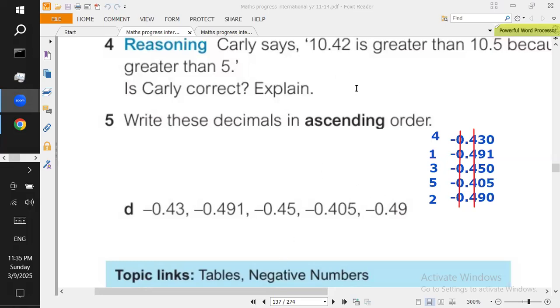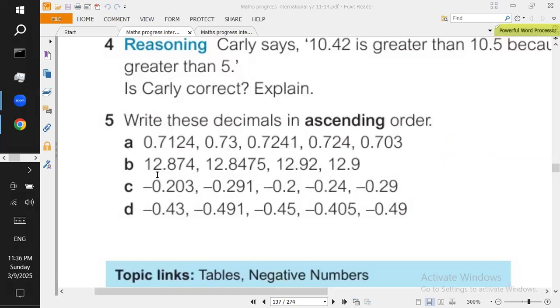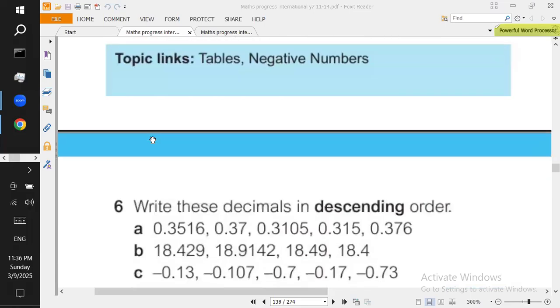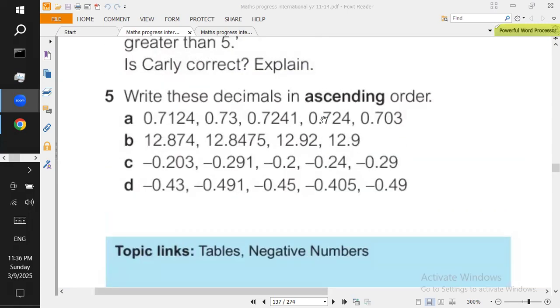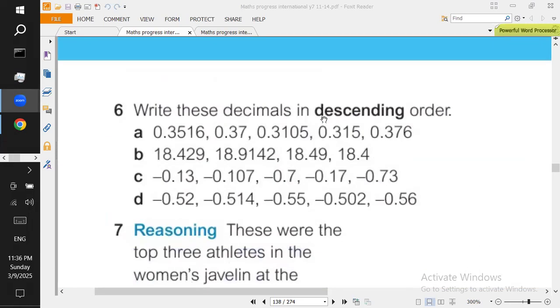So, next, we have what? After ordering decimals, let's move on to the next question. Same idea, but descending. Descending means what? Ascending means start with the smallest. Descending means start with the highest and go down.